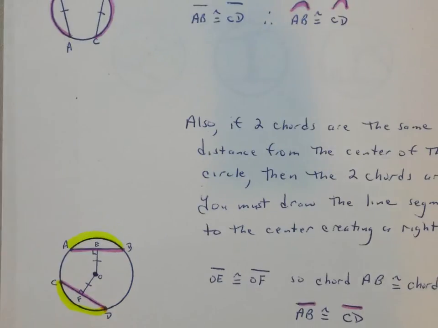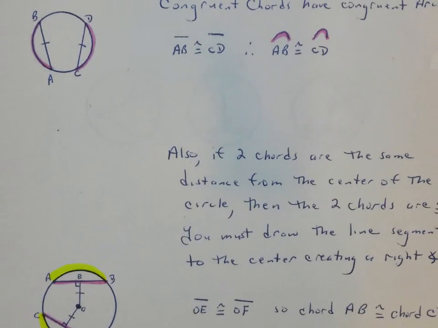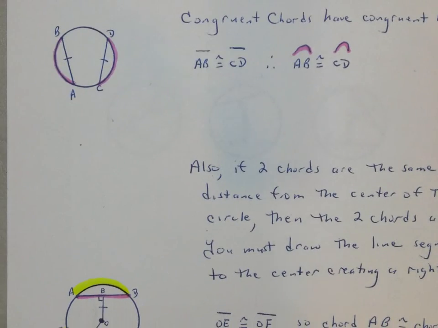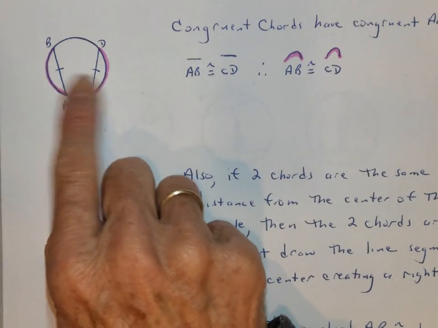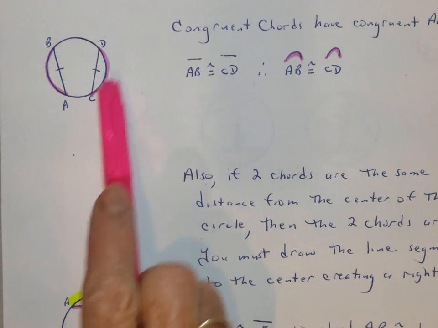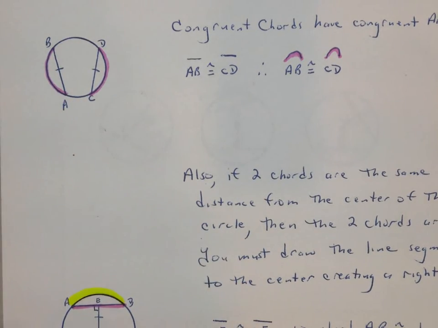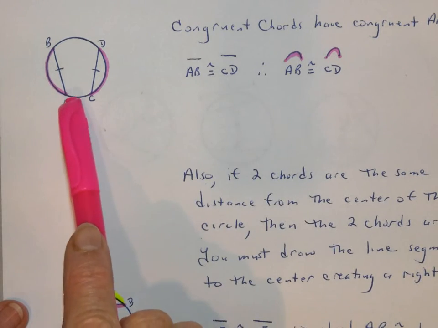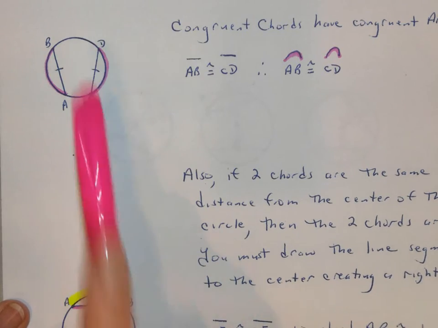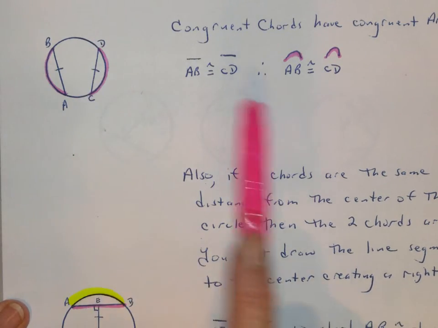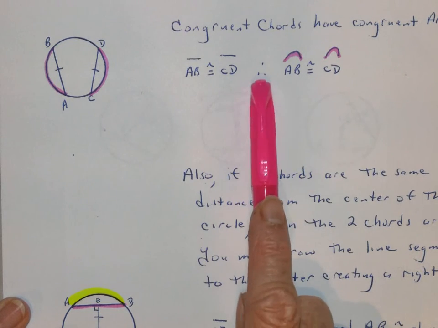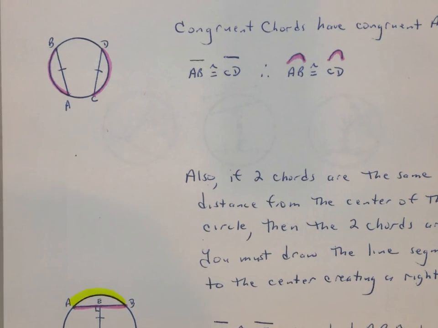Okay, almost done, folks. Congruent chords have congruent arcs. It's as simple as that. So if these tick marks tell you that the chords are congruent, then the arcs that they intersect will be congruent as well. Here is segment AB. It creates arc AB. Here is segment CD. It creates arc CD. The two segments are congruent, therefore the two arcs are congruent. That's the symbol that means therefore in mathematics.